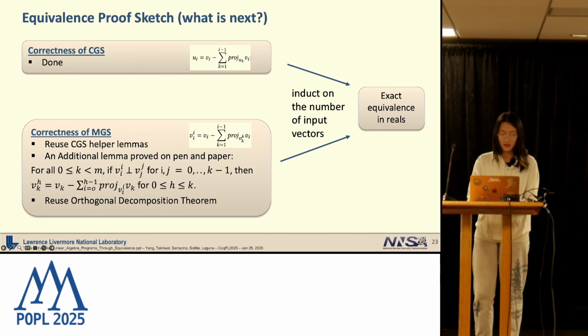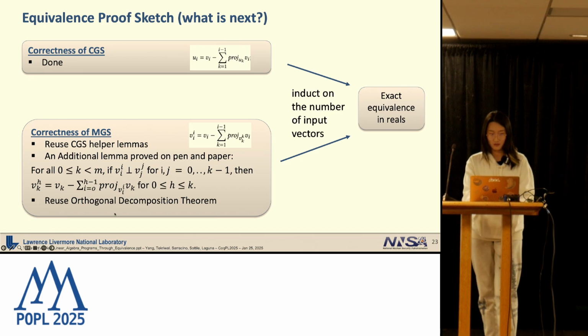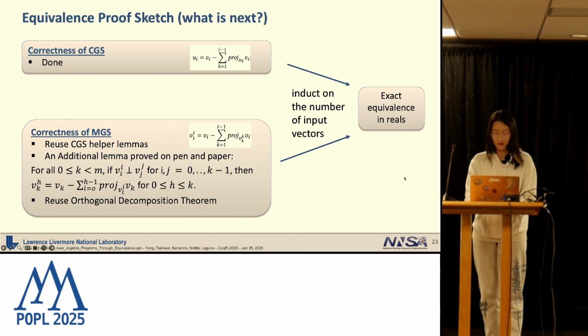A lot of helper lemmas in the classical Gram-Schmidt can be used here, and there is an additional lemma that is unique to modified Gram-Schmidt that is already proved on pen and paper. This basically says something about properties of the intermediate vectors that are unique to modified Gram-Schmidt. And last but not least, we could use the orthogonal decomposition theorems together to complete the proof of modified Gram-Schmidt. And with the proof structure of those two versions essentially established, the equivalence one will be very simple by just doing an induction on the number of input vectors. And after we do that, we could successfully close the exact equivalence of those two algorithms in real numbers.